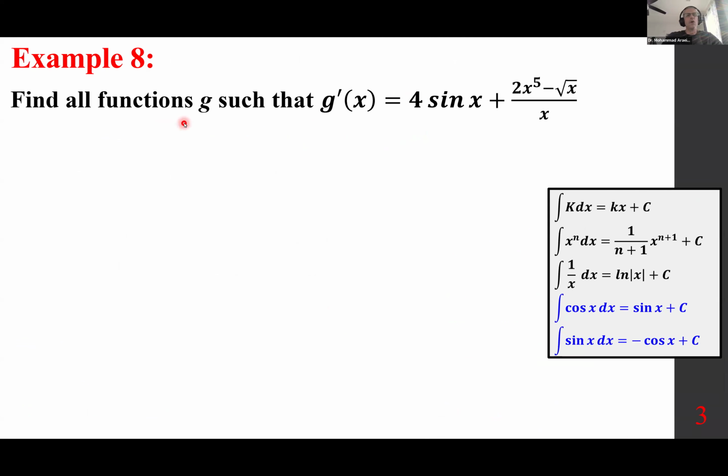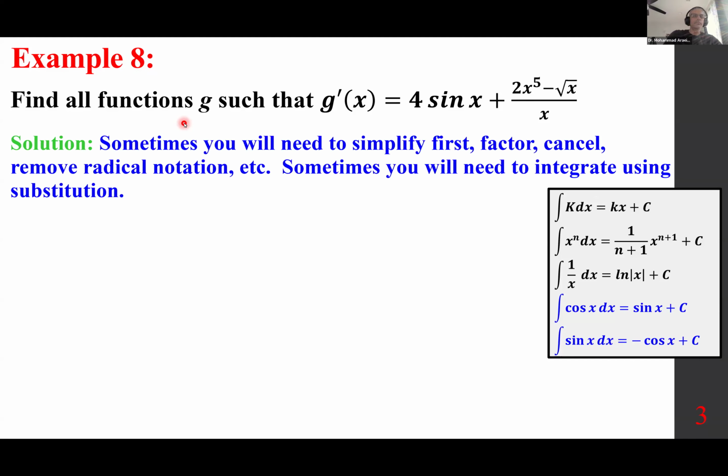Find all functions g such that g prime is 4 sine x plus 2x to the power of 5 minus square root of x, all over x. So what is the process? Here's the general idea. Sometimes you will need to simplify first: factor, cancel, remove radical notation, etc. Sometimes you will need to integrate using substitution.